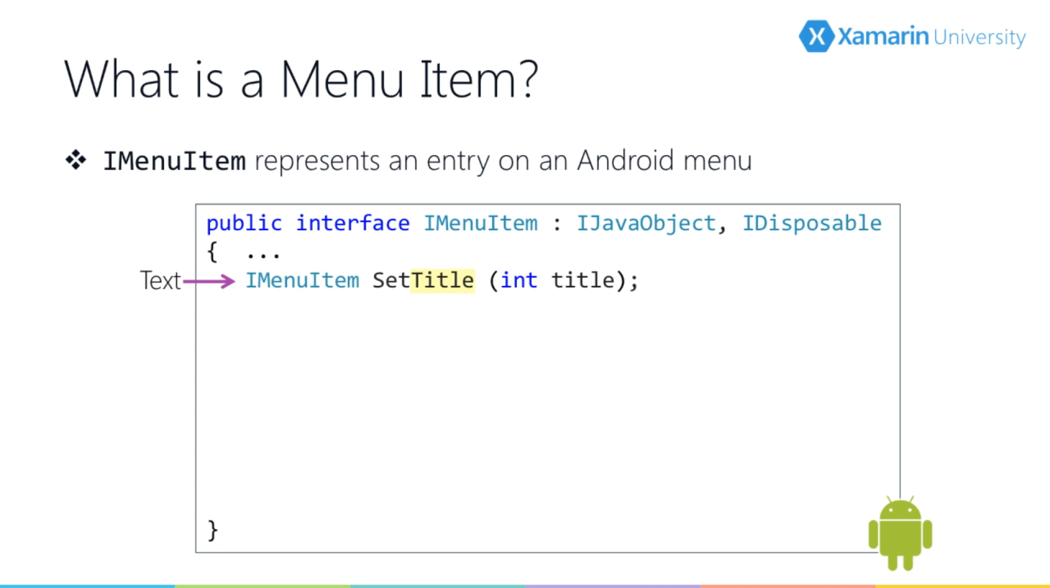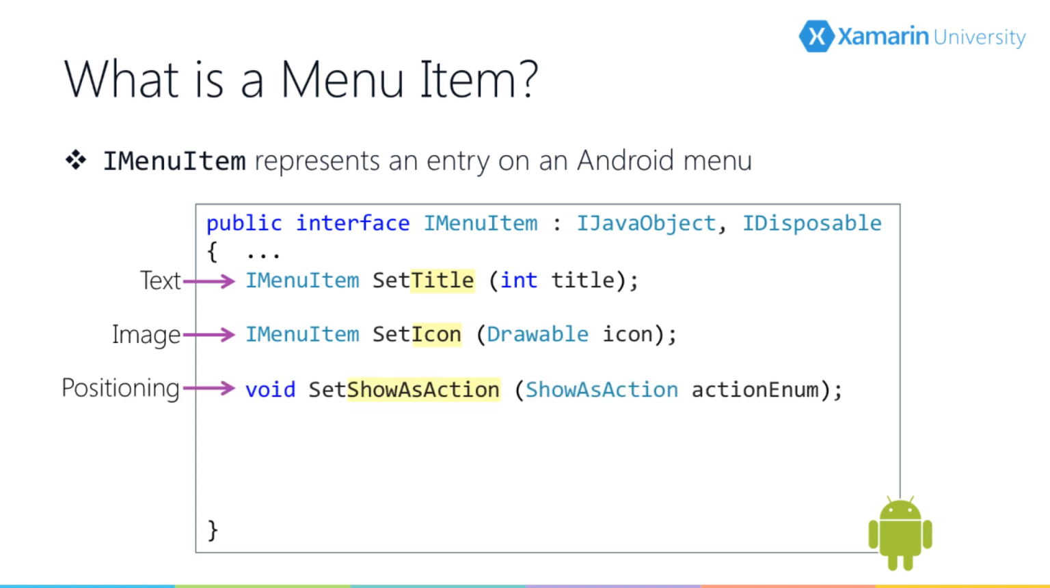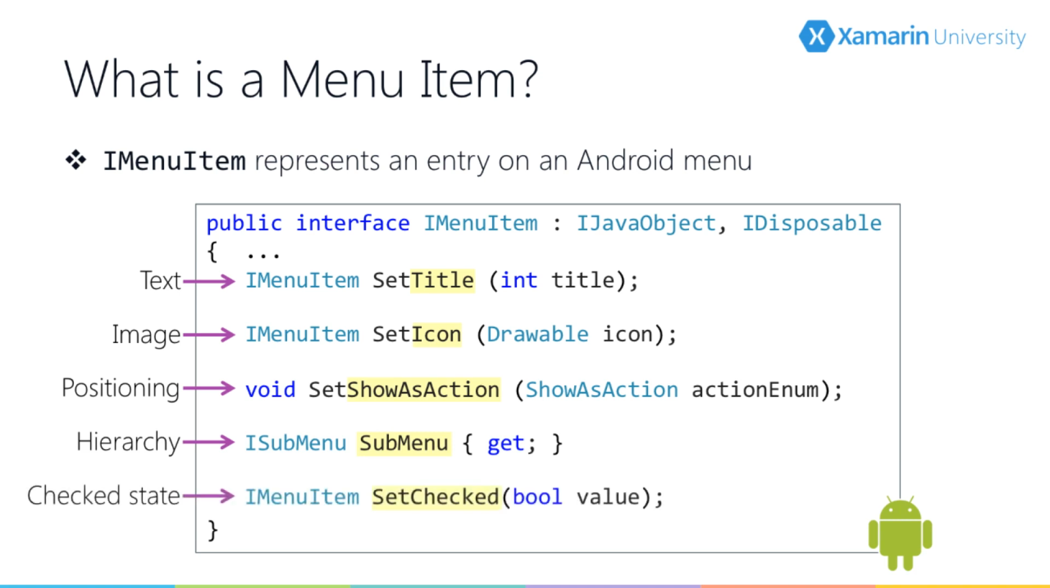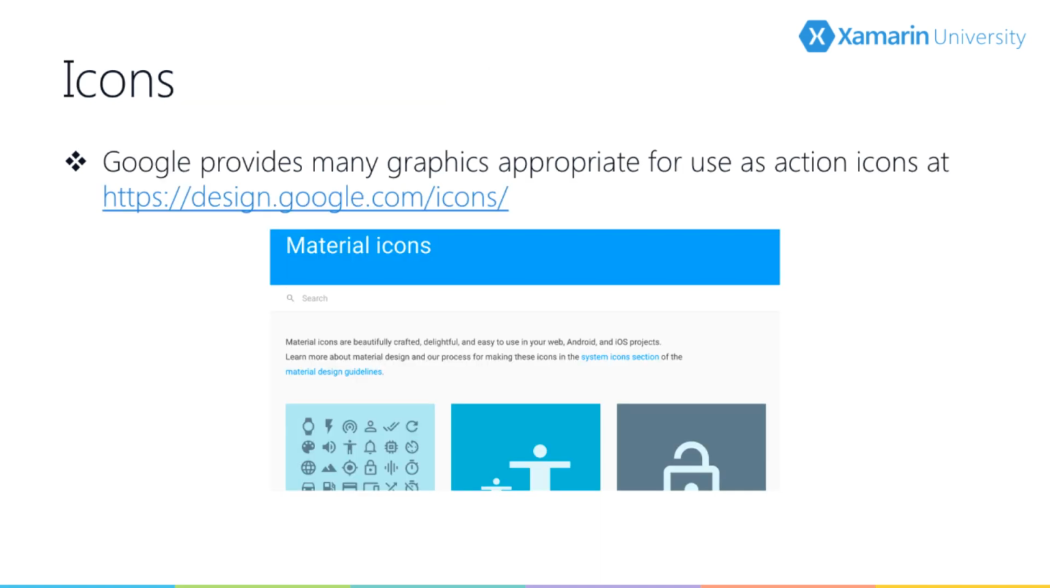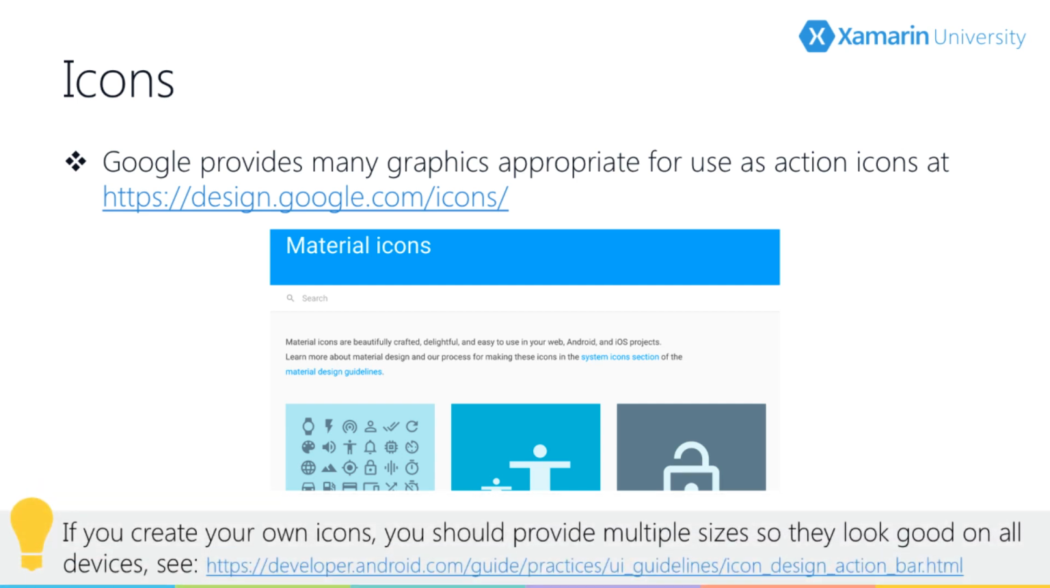Inside here, there's a few common things. There's a title, that's the piece of text that would get displayed on the menu item or as its tooltip. Then there's the icon, which is the image that you see on the menu. Its positioning, whether it's visible or in the overflow area. Whether it has a submenu, we'll see how that works later. And finally, its check state. That's another thing we'll talk about in the next section. Each entry has an icon, as I mentioned. You can use one of the Google icons there, or of course you can create your own. There's a link to some guidelines if you do decide to do it yourself.